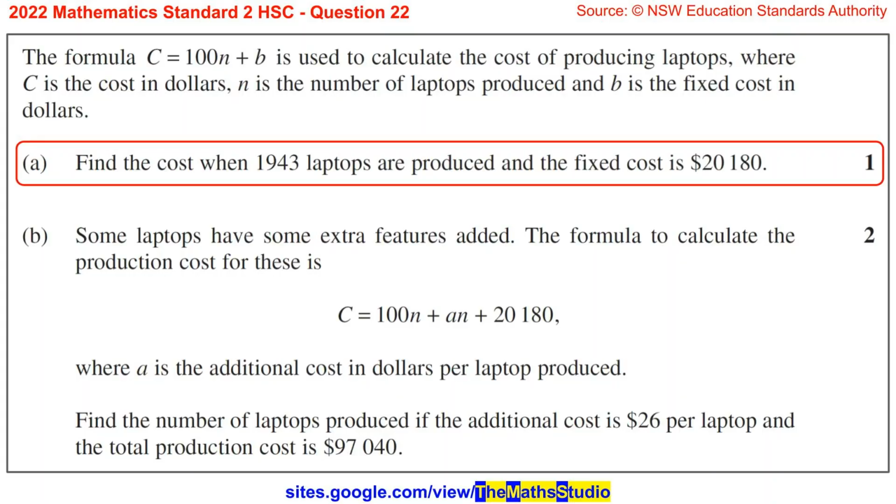Question 22. The formula C equals 100N plus B is used to calculate the cost of producing laptops, where C is the cost in dollars, N is the number of laptops produced, and B is the fixed cost in dollars. Part A. Find the cost when 1,943 laptops are produced and the fixed cost is $20,180.